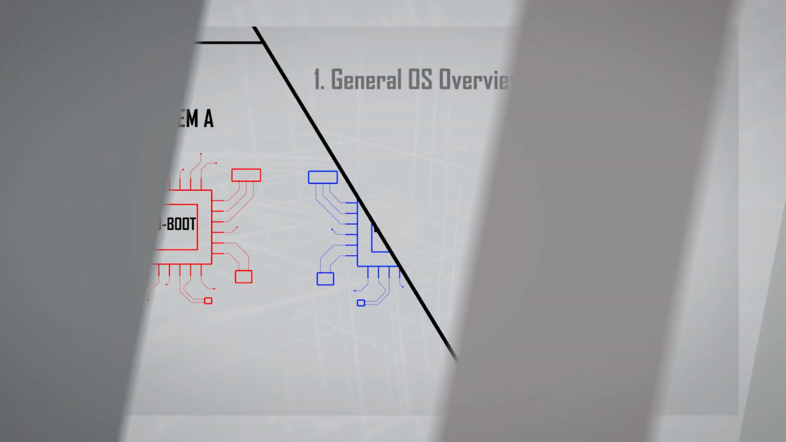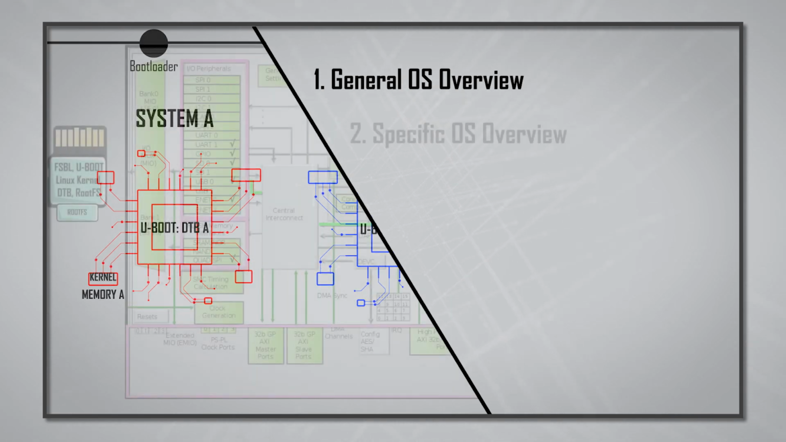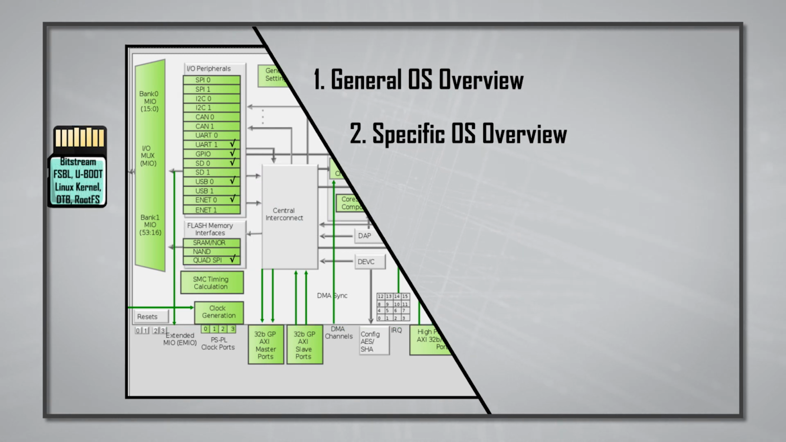In the last two videos, I gave a general overview of typical software components you'd find in operating systems. I also showed you what specific OS components I plan on using for RoboDog, and how all the software components interact and flow with the Zynq chip architecture on the Zybo board.